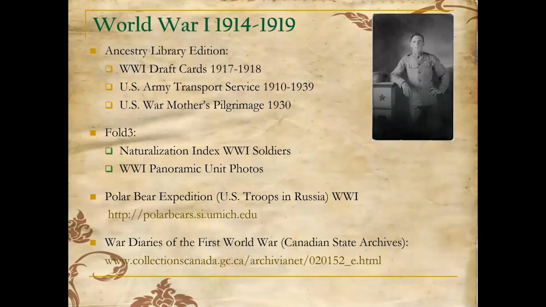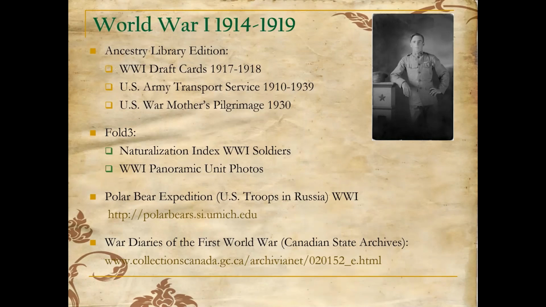And if you were lucky enough to have somebody who had been stranded in Siberia at the end of the war, that were part of the Polar Bear Expedition, those records are at the University of Michigan, and there are some digitized finding aids and some collections available online through the University of Michigan.